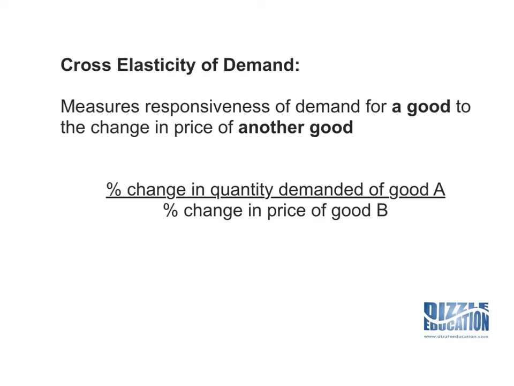Moving on to look at cross elasticity of demand, you've got your definition there, and the key thing about cross elasticity of demand is we're looking at 2 different goods. We're comparing that relationship between price and quantity between good A and good B, and the formula, as you can see, is the percentage change in quantity demanded of good A divided by the percentage change in price of good B. So we're going to move on to look at an example now.